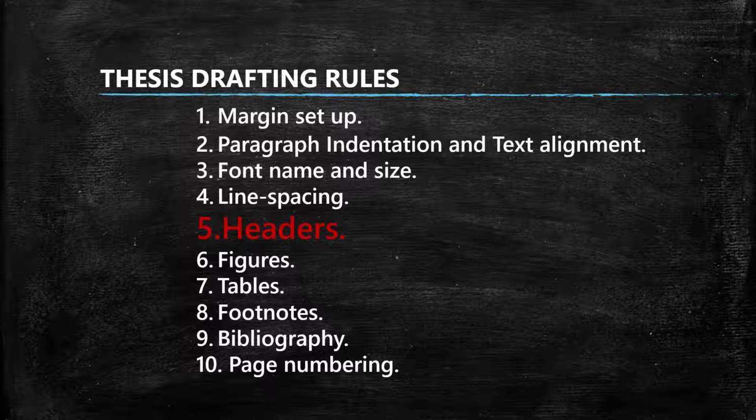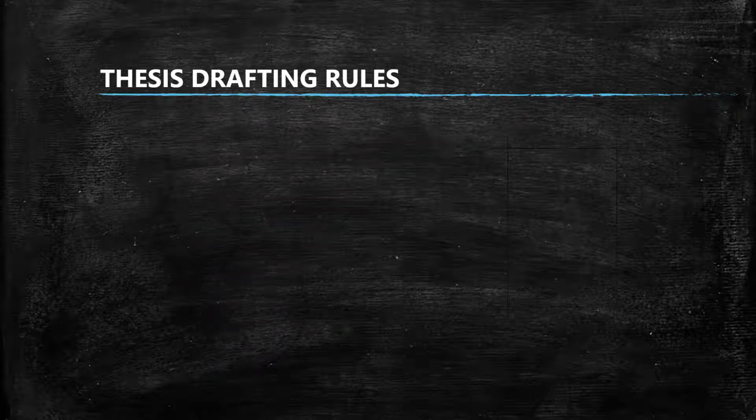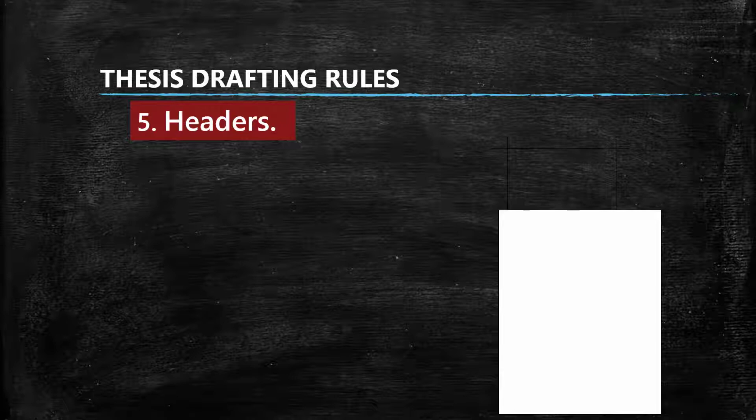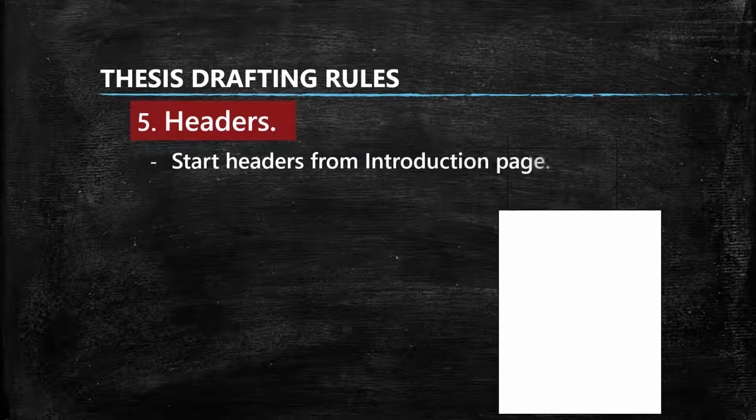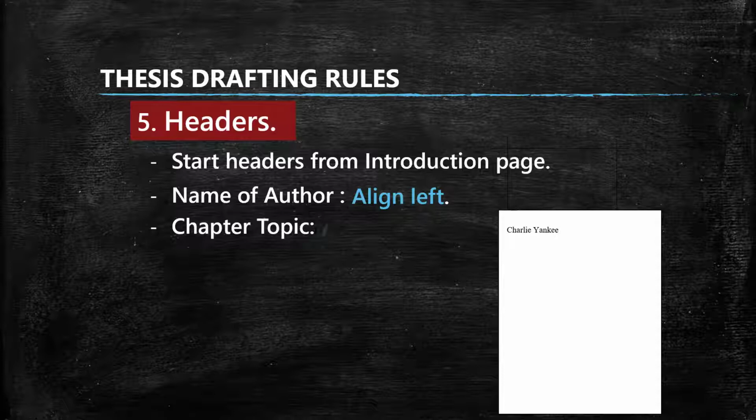In the previous video we talked about line spacing. In this video we are going to talk about headers. In your project you need a header where you put your name on top, and the chapter titles and topics. We are going to start the header from the introduction page, and the name of the author is going to be aligned to the left hand side, and the chapter topic is going to be on the right hand side. So this is how the header will look like.